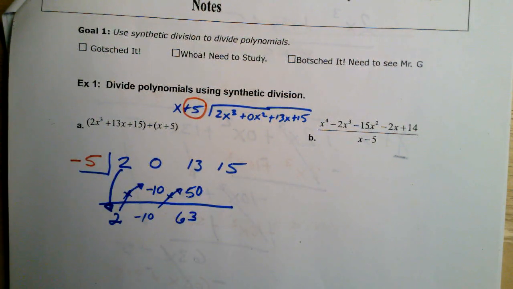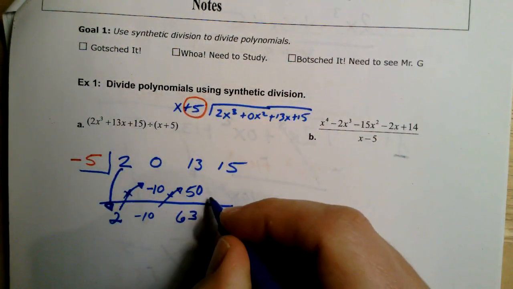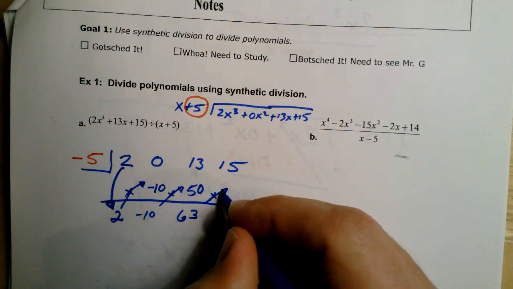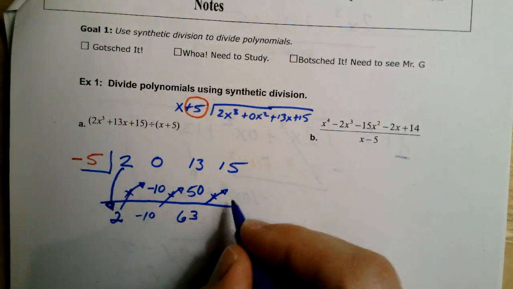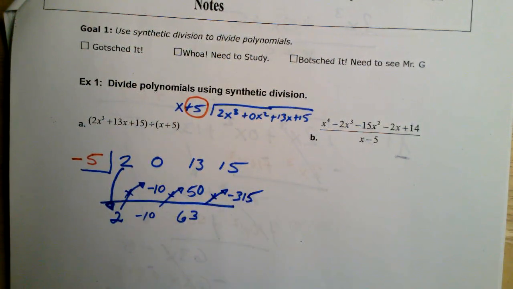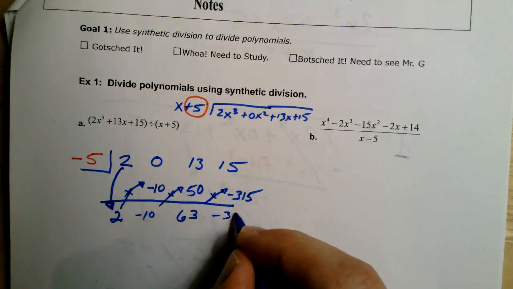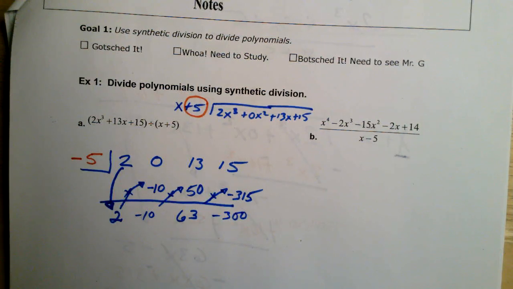So far, so good? Last but not least, I multiply. -5 times 63, so that goes here diagonally. So -5 times 63 we said was -315. And then we add down. So 15 minus 315 gives me -300.